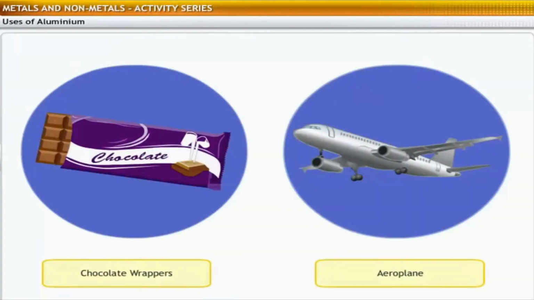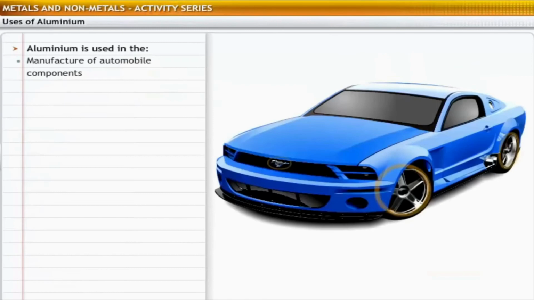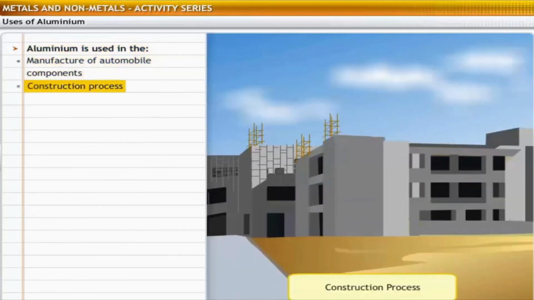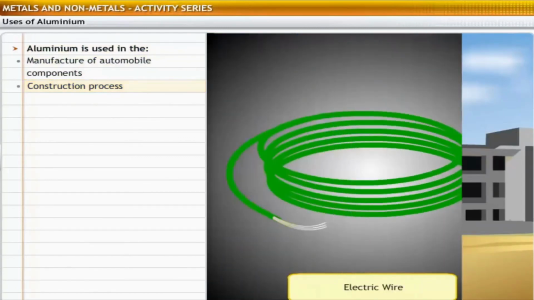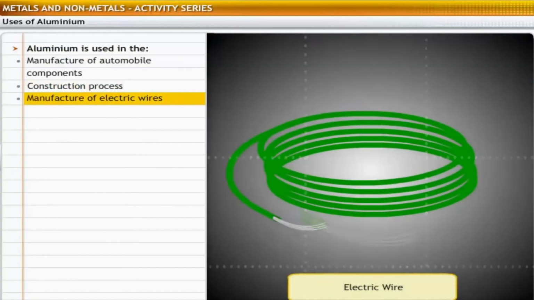Aluminium is used in a wide range of products, from chocolate wrappers to sophisticated aeroplanes. Let's take a look at some of its common uses. Aluminium is widely used in the manufacture of automobile components because of its strength and relatively lighter weight. In the construction process due to its high tensile strength. In the manufacture of electric wires due to its high conductivity.